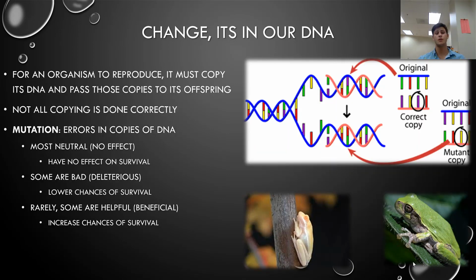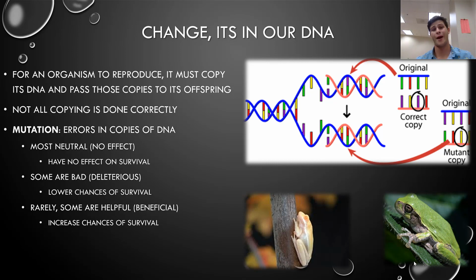Now, for an organism to be able to reproduce, that entails copying its DNA and then passing those copies along to its offspring. Now, DNA copying is a really complex process, and so not all copying is always done correctly. There are a lot of molecules in a very long sequence of DNA that have to be copied perfectly, and more often than not, that doesn't actually happen. And so errors in copies of DNA are known as mutations, and there are several types of mutations.